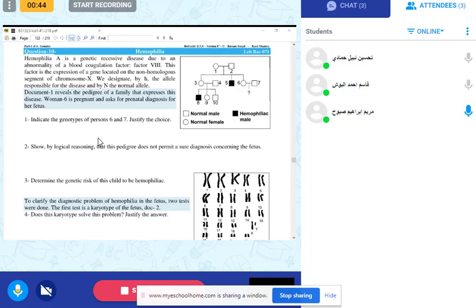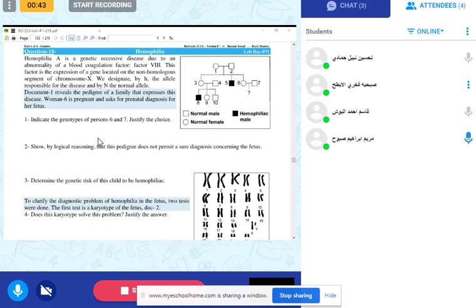This factor is the expression of a gene located on the non-homologous segment of the X chromosome. We designate by H the allele responsible for the disease and by N the normal allele. Exactly. So they gave us everything here: recessive, non-homologous segment of X, and even the symbols H and N.